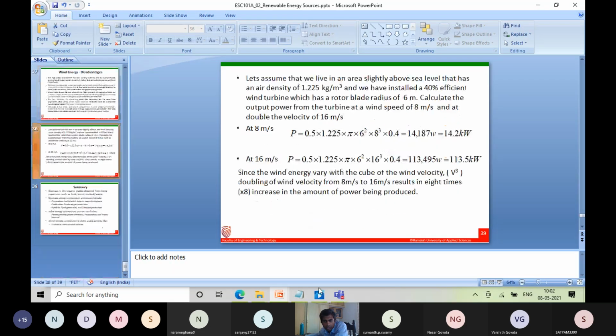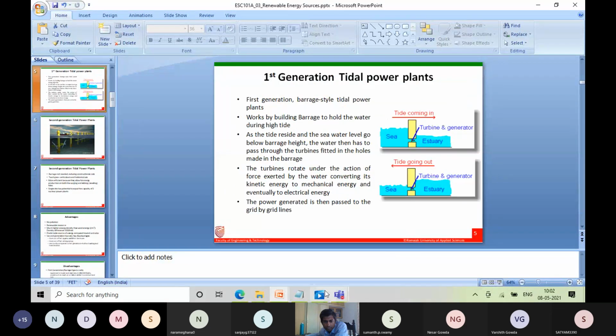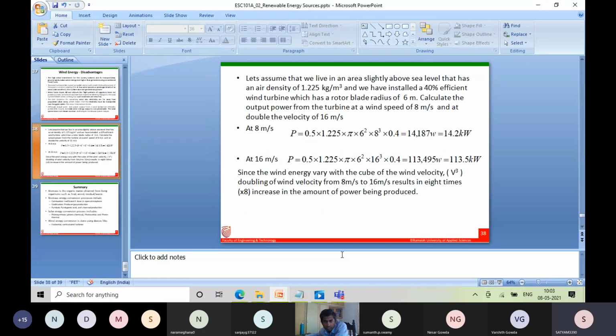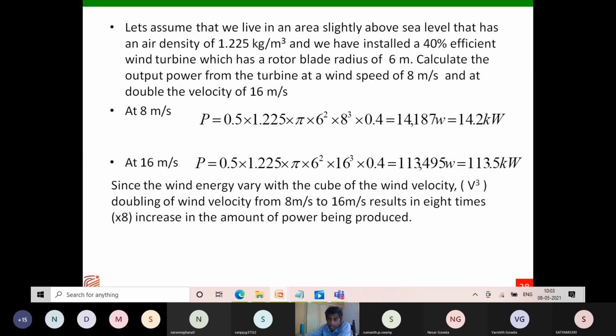Guys, what is the answer? 113.43 kilowatts, sir. Very good, very good. So the important observation that we have to make here is that when you double the wind speed, there is about an 8 times increase in power.